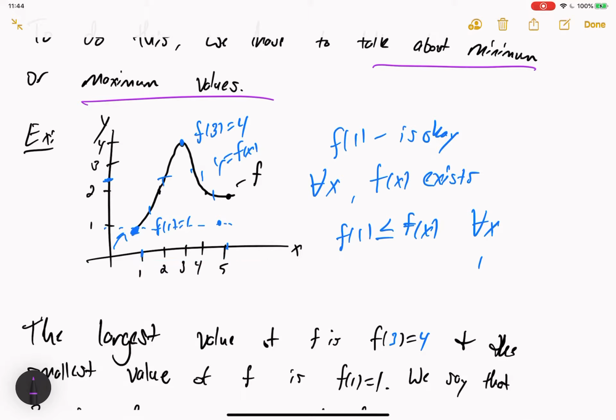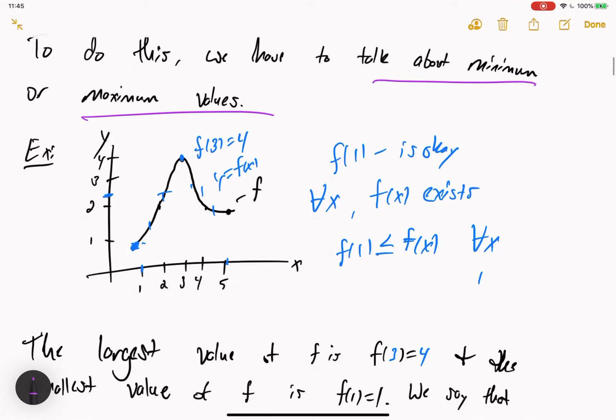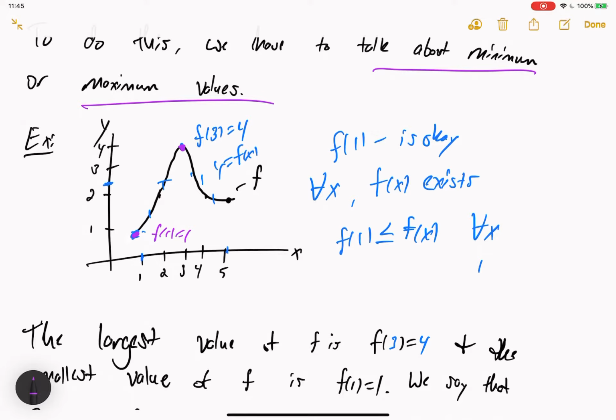If we look at the graph right here, I forgot to erase things before I came back around. But if you look at the graph here, this is y equals f of x. This will be f of 3 equals 4. This will be f of 1 equals 1. When we look at the graph, this hump is the highest point on the graph, and this point right here is the lowest point. What I mean by f of 1 is that it actually exists on the graph.